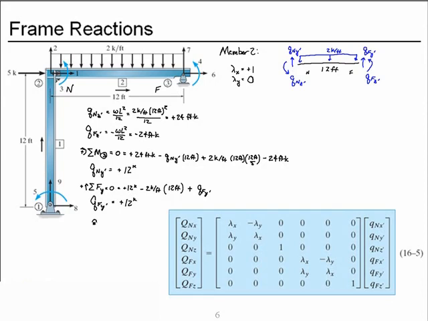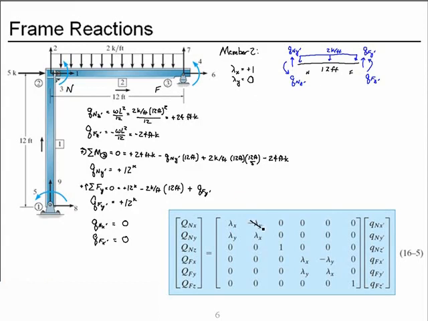And a reminder, with distributed load acting only normal to the member, QNX prime equals 0 and QFX prime equals 0. Now to convert these, which are in local coordinates, to global coordinates, we're going to transform it. And we said that lambda x is plus 1 and lambda y is 0.